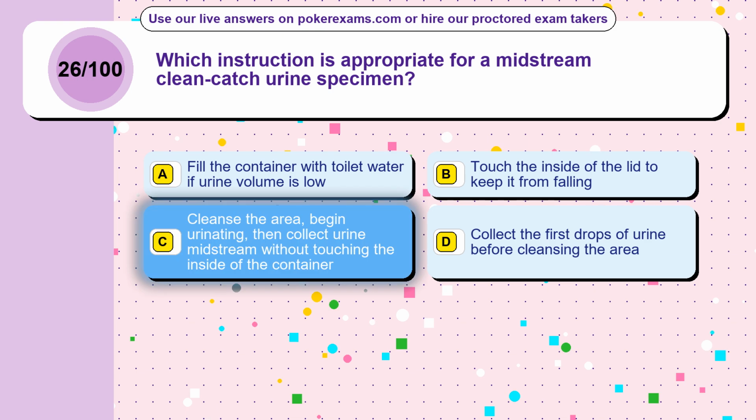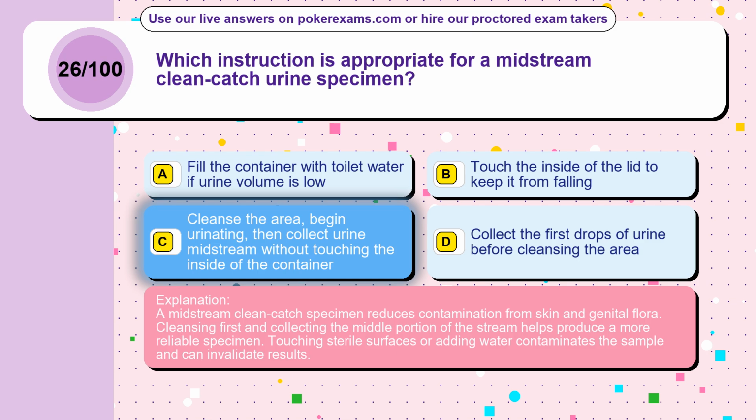The correct answer is option C, cleanse the area, begin urinating, then collect urine midstream without touching the inside of the container. A midstream clean catch specimen reduces contamination from skin and genital flora. Cleansing first and collecting the middle portion of the stream helps produce a more reliable specimen. Touching sterile surfaces or adding water contaminates the sample and can invalidate results.